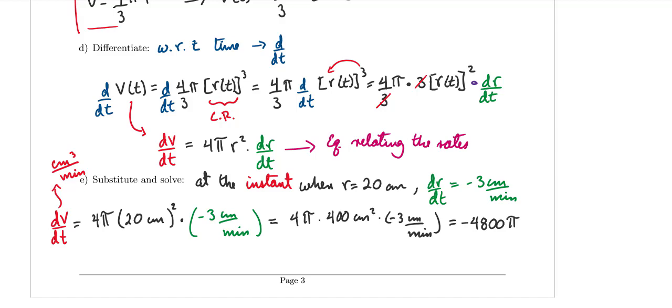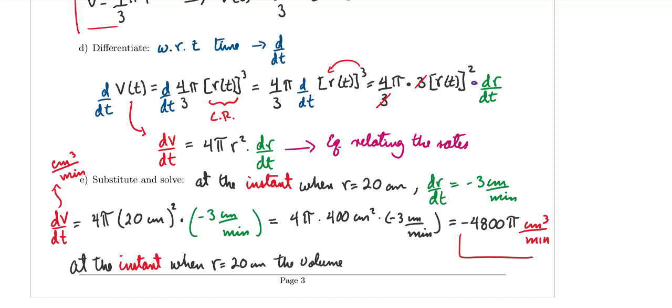And what are our units? Well, centimeters squared times centimeters, that's centimeters cubed per minute. So you see here, the units match. Excellent. So it seems like at the instant when r was equal to 20 centimeters, the volume was changing at a rate of negative 4800 pi centimeters cubed per minute.